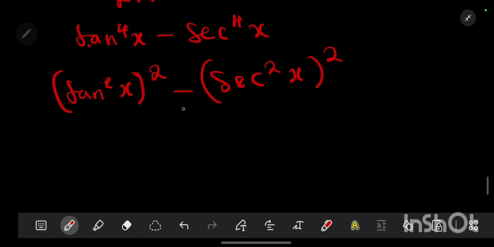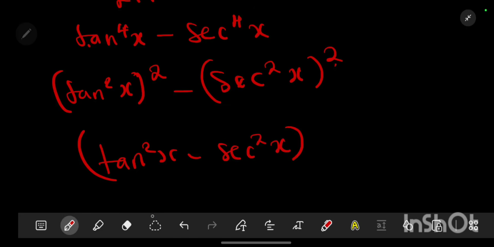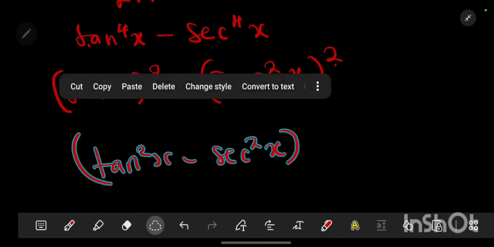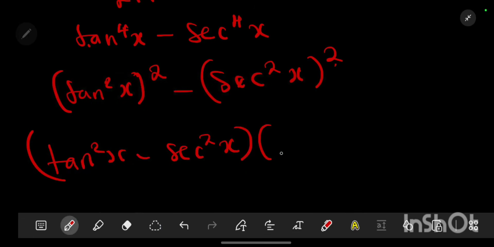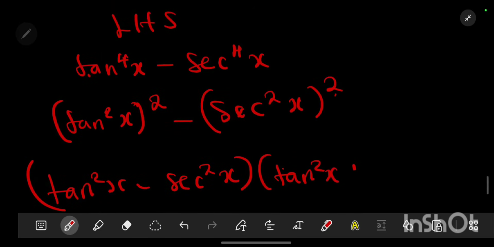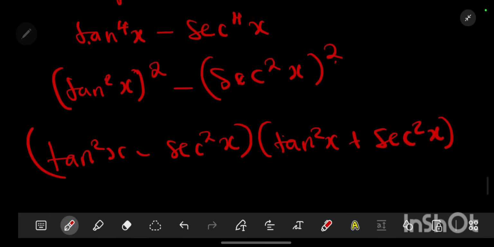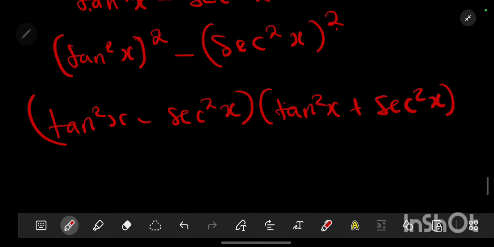So using the difference of two squares, one factor will be tan squared x minus sec squared x, and the other one will be plus, tan squared x plus sec squared x. So this is the difference of two squares.